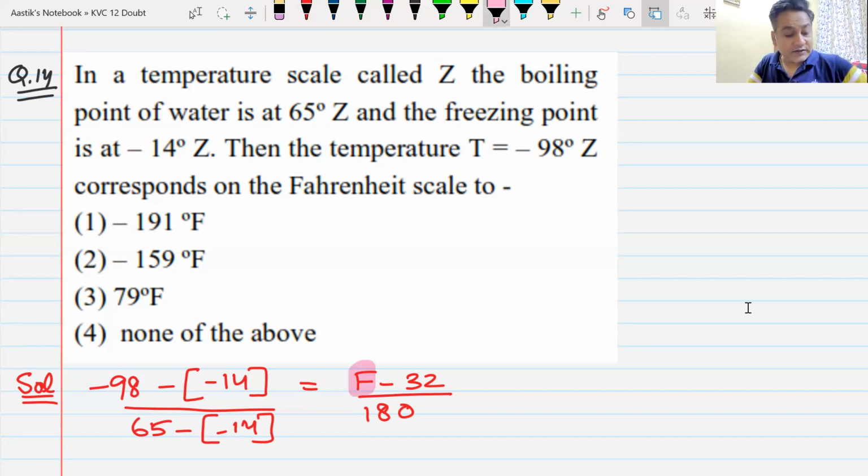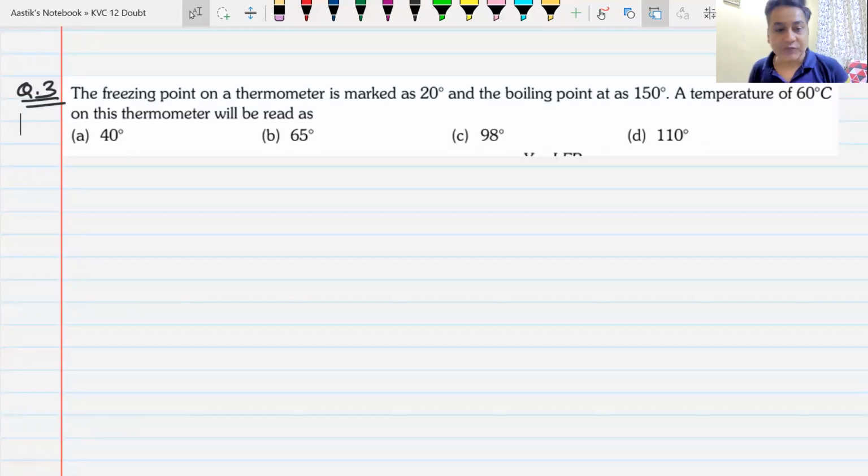And this is the next one. Unfortunately, this is not from your sheet, so you don't have to note it down. You just have to consider the problem from the board and give me the answer. The freezing point on a thermometer is marked as 20 degrees and the boiling point is 150 degrees. A temperature of 60 degrees Celsius on this thermometer will be how much? Don't write the question. Read the question, solve it, and give me the answer.